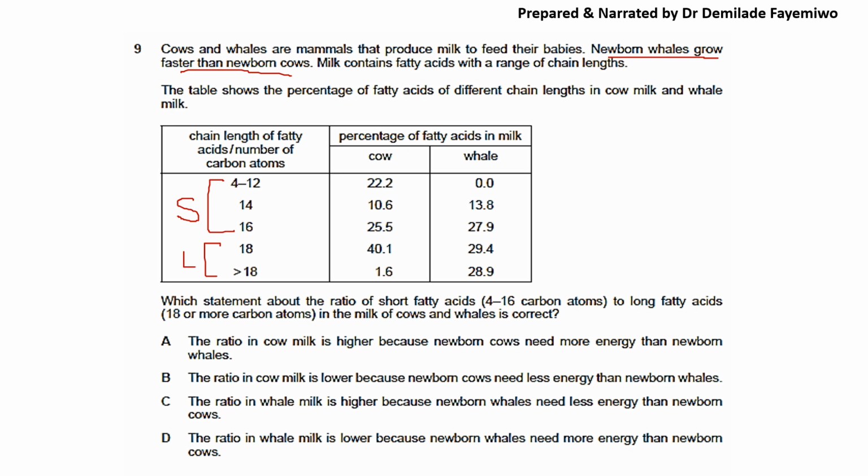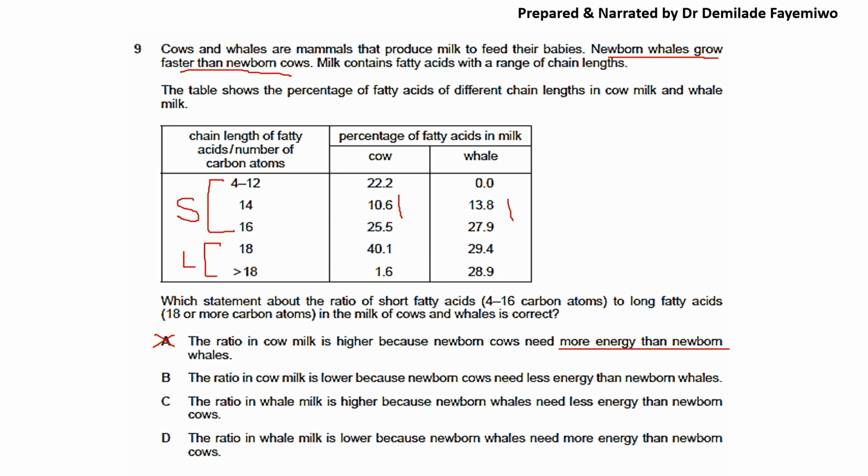So in this case, whatever mammal has the longer fatty acid chain most likely requires more energy. So let's look here. The ratio in cow milk is higher because newborn cows need more energy than newborn whales. This is not accurate. Yes, indeed, the ratio of short fatty acid lengths is higher in cows if you compare that to the amount in whales, but that's not going to give them more energy than whales.